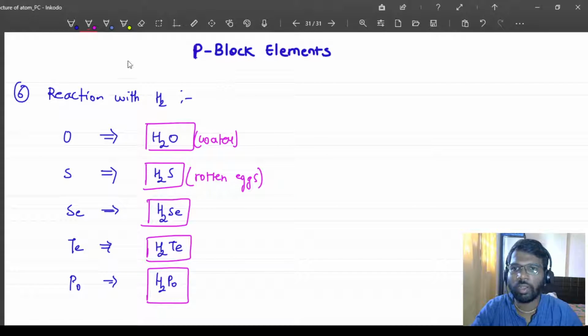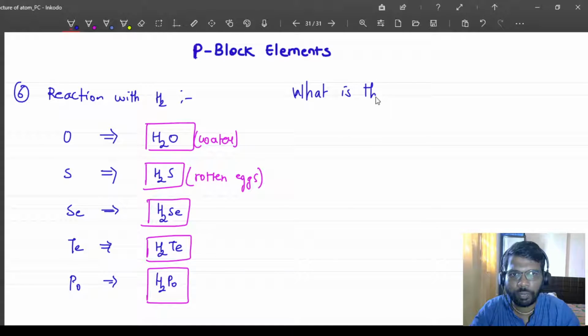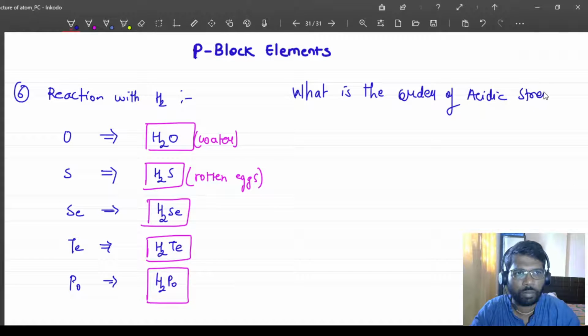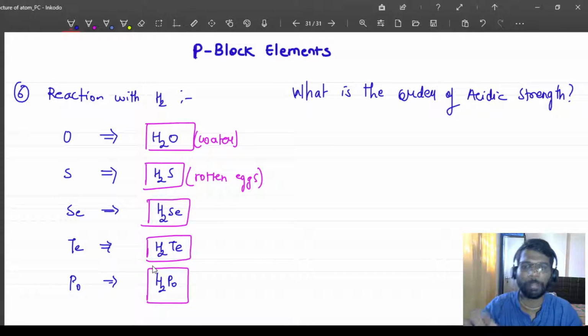Now, what is the order of acidic strength? Which one will be a strong acid among these? If you compare the acidic strength, which one will be the good acid? Now, acidic strength will depend on how easily it can give its H plus.